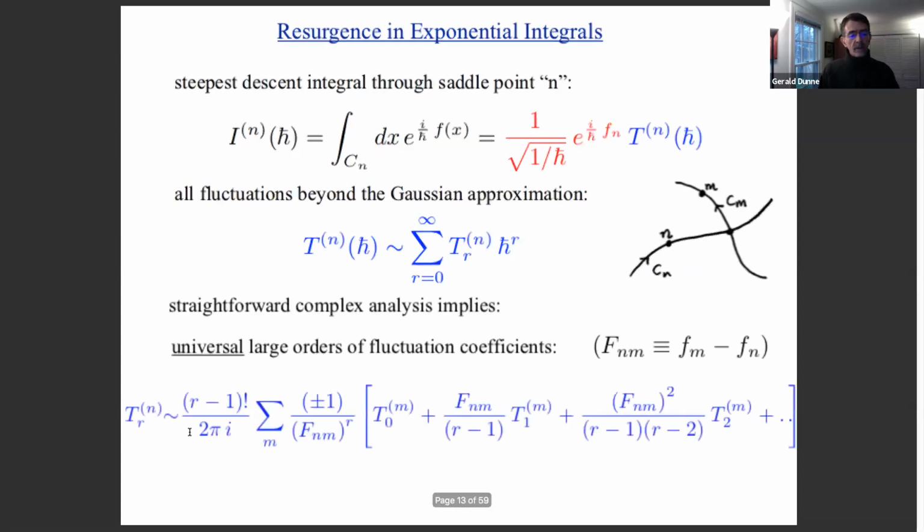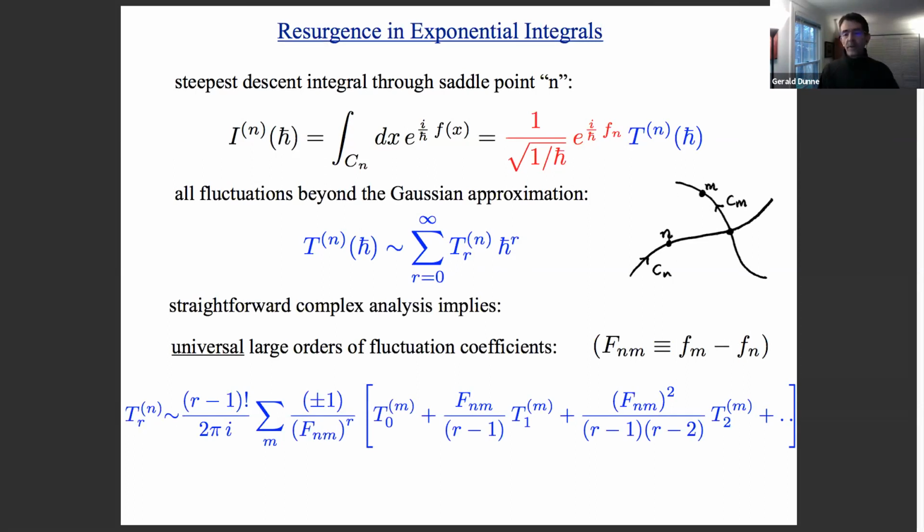And the large order growth of the fluctuations around this saddle point are actually directly related to the fluctuations around a neighboring saddle point in the following way. The generic growth is factorial in the order, and then you sum over the neighboring saddle points, and there's a power, which is the difference between the function evaluated at the two saddle points. So think of that as the action difference.